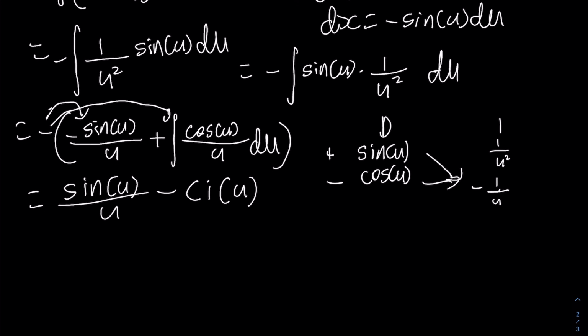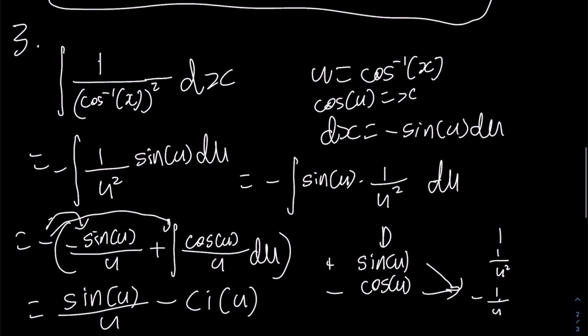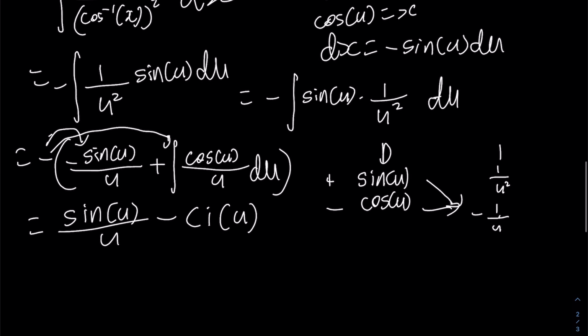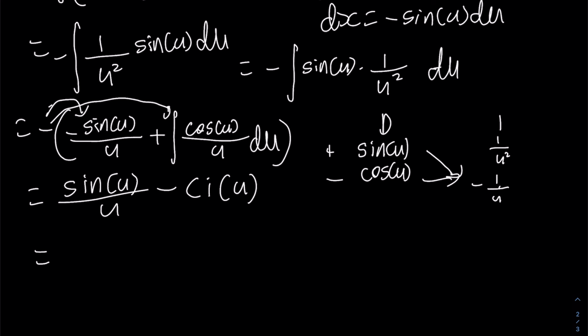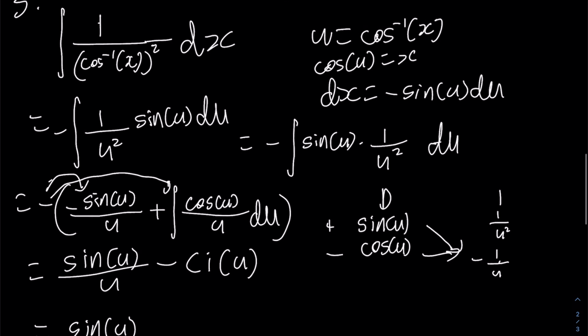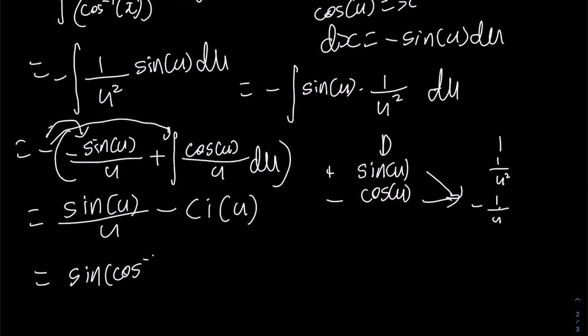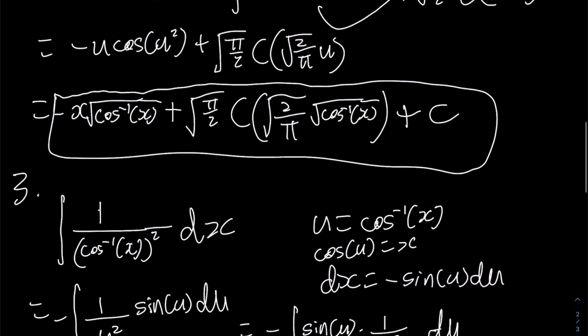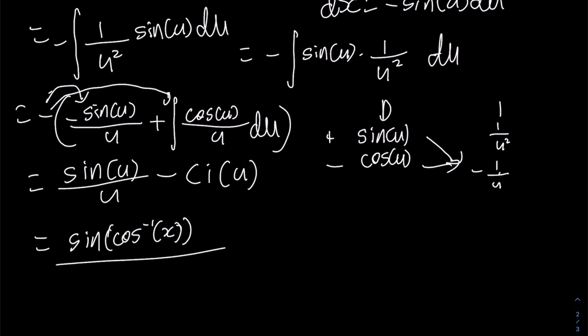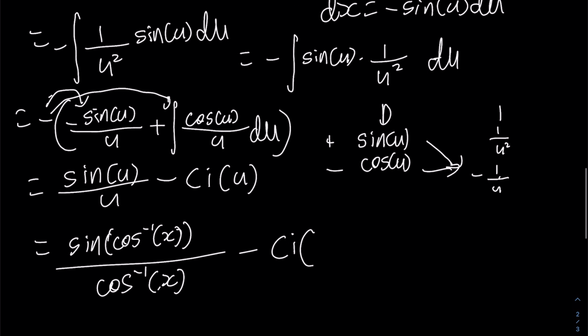However, we are not done yet, because we still have to take this back to the x world. So we can finally say that this is going to be equal to the sine of u, where u is the inverse cosine of x, which is what we made, and this is not a w, this is a u, and that is the sine of the inverse cosine of x, and then over u. And what is our u? Our u is the inverse cosine of x. So we have the inverse cosine of x here. And then we subtract the Ci of u, which is the Ci of the inverse cosine of x.